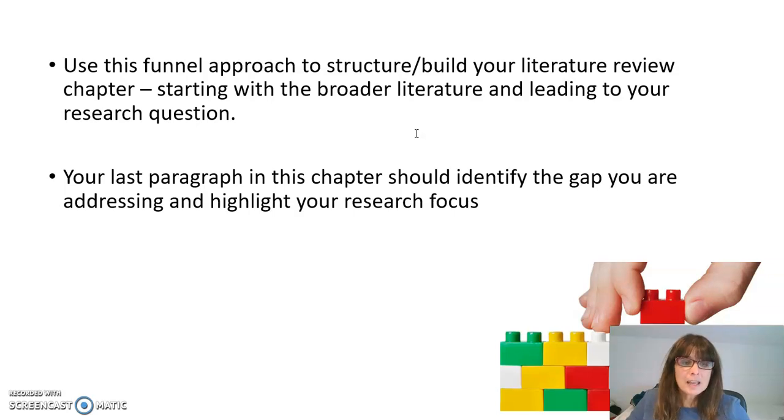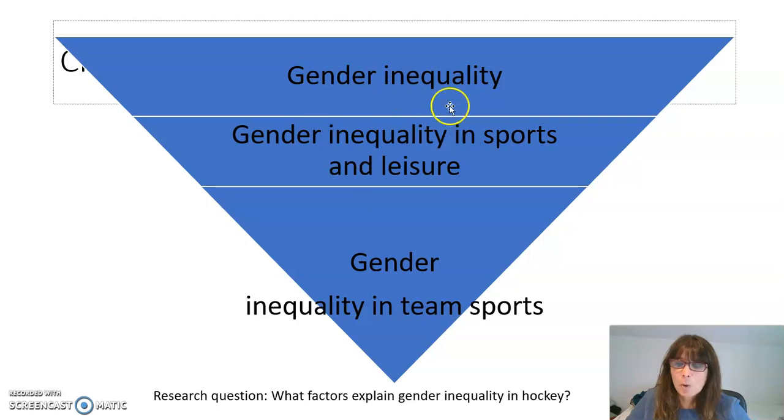So from the literature that you're reading, when you're back up here reading about gender inequality in sports and leisure and more broadly, you pull out the themes and the headings that you want to use under each of these sections. You might want to draw something like this for yourself and then start putting in the headings that you're going to use under each of these sections. And then that will be the structure of your literature review chapter.